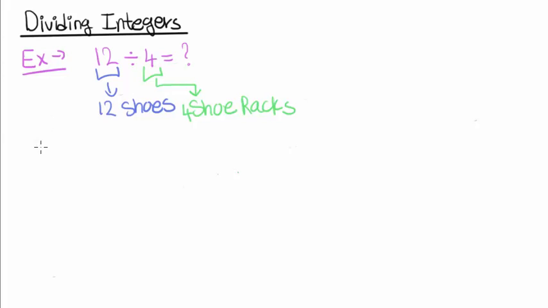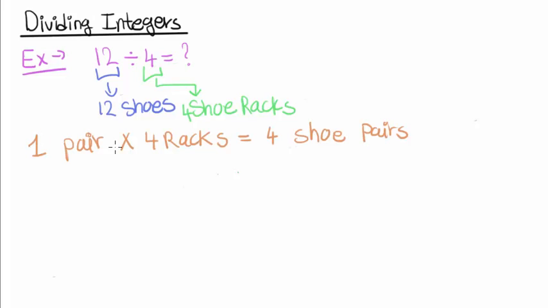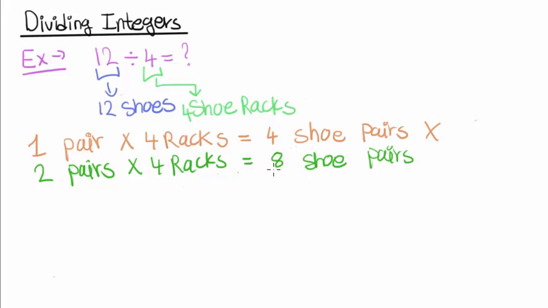So let's start off by saying 1, okay? So if 1 is the correct answer, then 1 times 4 will give me 12. So if I say 1 pair of shoes in each rack, how many shoes will I have in total? So since 4 is not the same as the 12, that's not the correct answer. So let's move on to the next one. Let's say I have 2 pairs of shoes in each rack. So 2 pairs times 4 racks gives me 8 pairs of shoes. Since 8 is not the same number of shoe pairs that I started off with, that's not the correct answer. So let's move on to the next one.